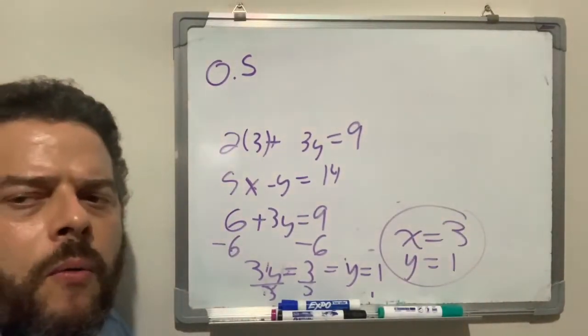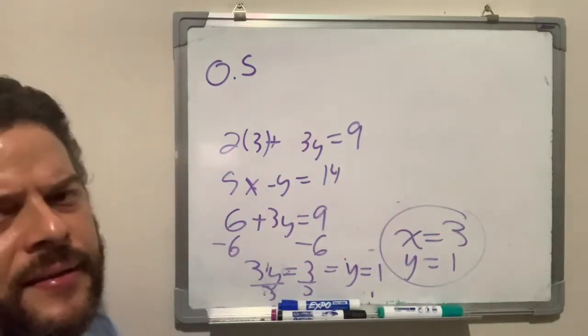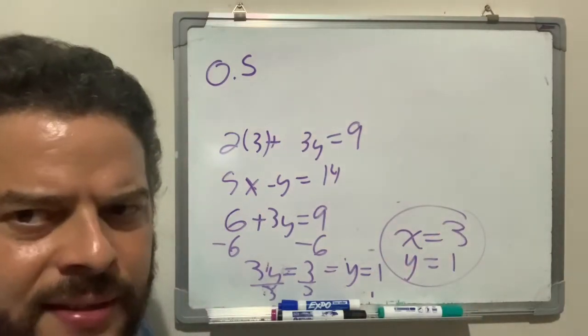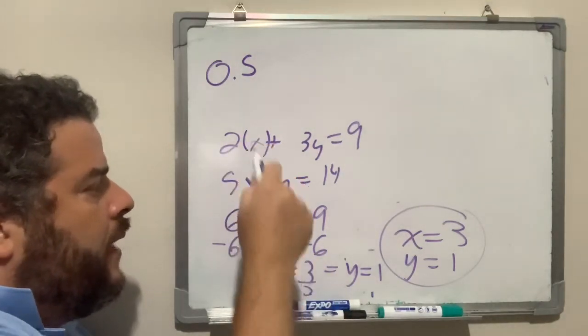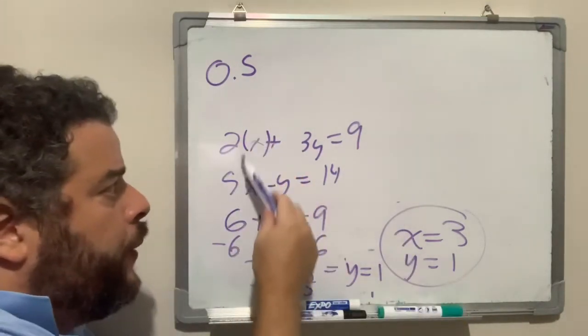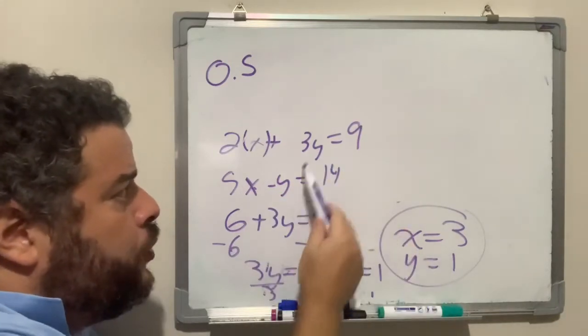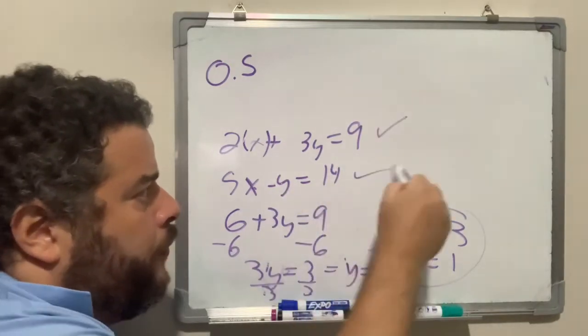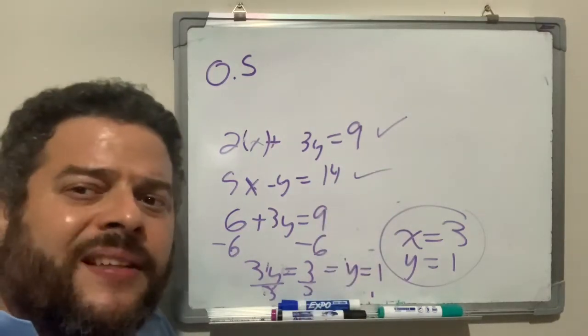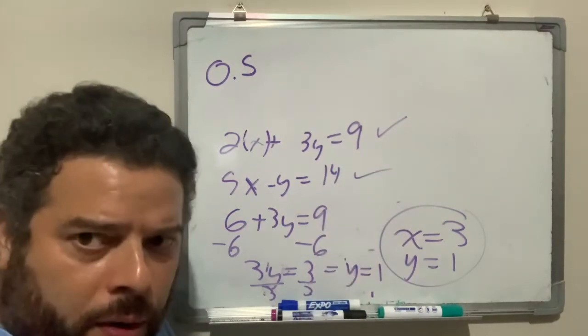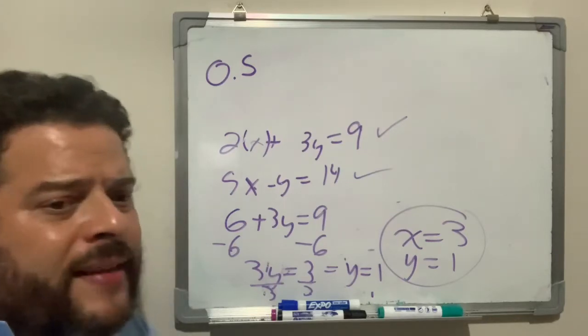Now, why is this ordered pair important? To have you understand how a system works, the system pretty much says that in these two equations, if for your x values you put 3 and for your y values you put 1, they will both give you the top one 9 and the bottom one 14. So they will both be consistent answers. We're gonna go over that a little bit later. So that's the whole point of a system.